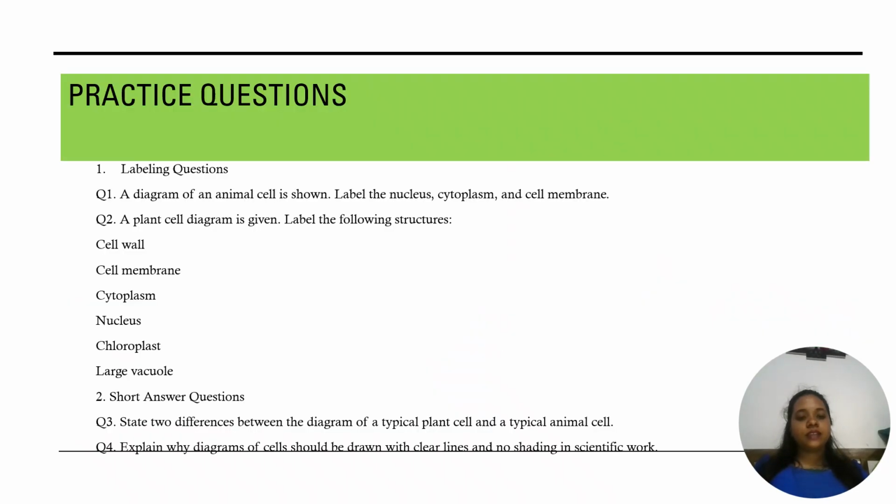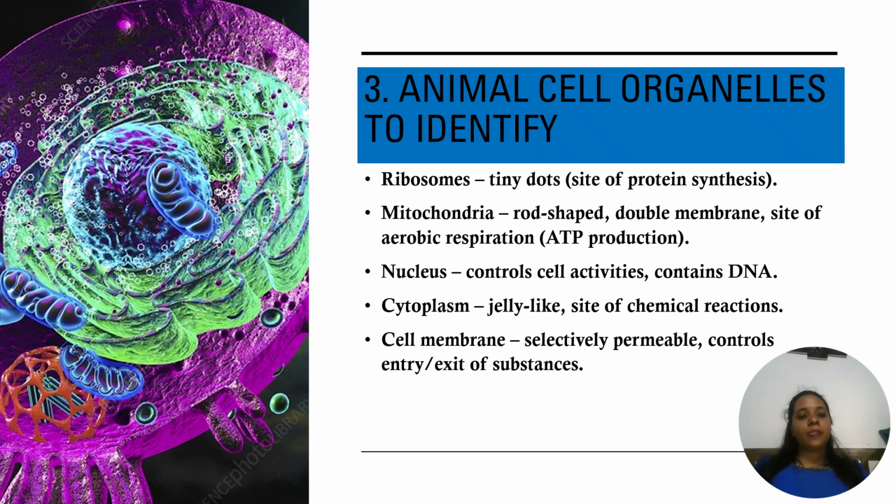So practice questions are there. I will share the slide with you so you can answer with it and send me the answers. Animal cell organelles to identify. In an animal cell, organelles means the organs in the cell, the parts in the cells. We have to look at them. We have already seen where and how they are located, but now we are going to look deeper into why they are present in our body.